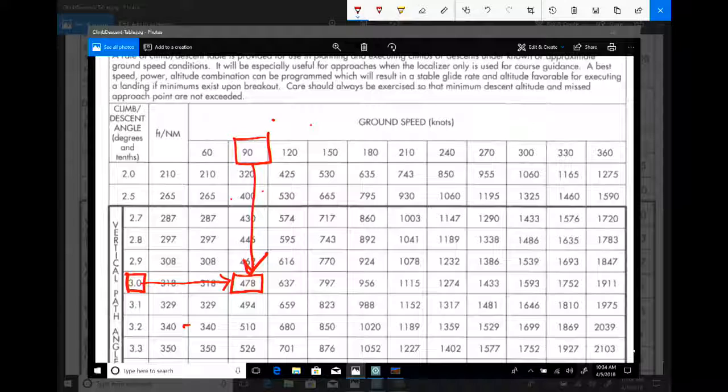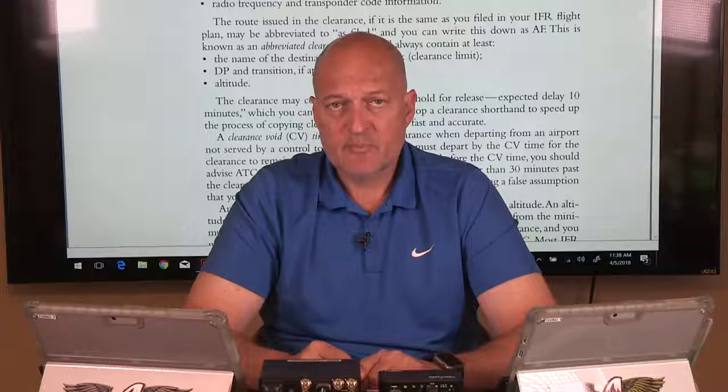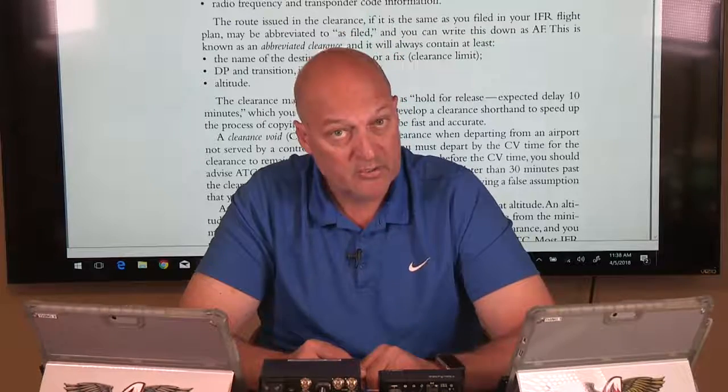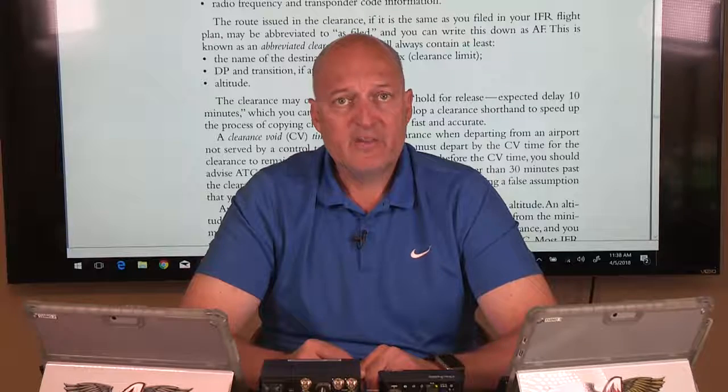Why do I bring that up? When we're starting these approaches, being stable on those approaches is everything. So when we get to our final approach fix and we begin heading down the pipe, as we call it, or the hypotenuse, it's going to be about that 3 degrees.